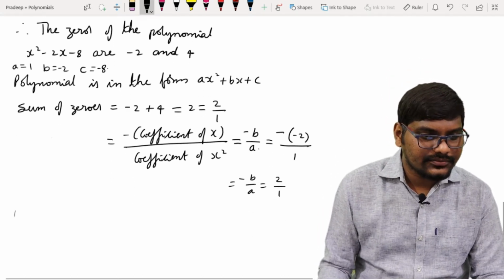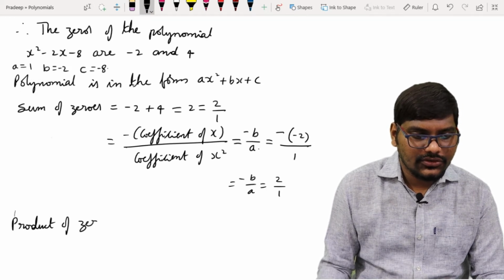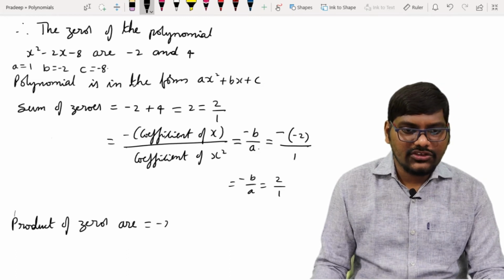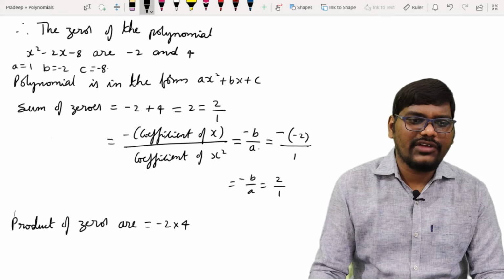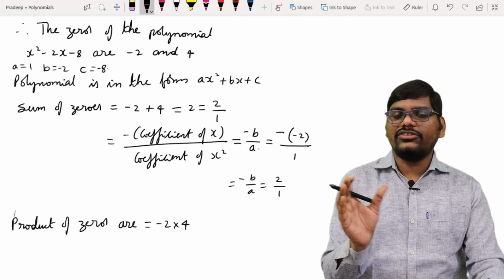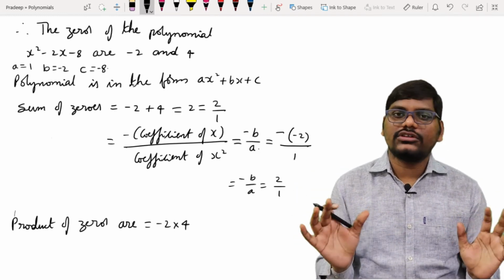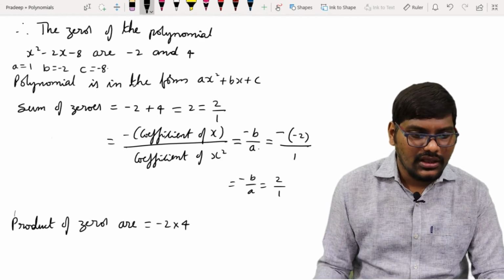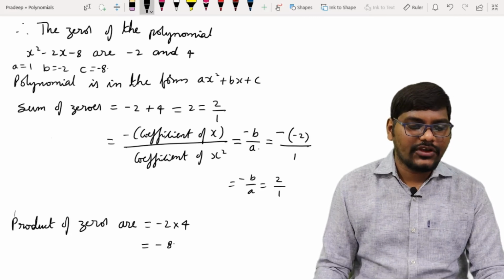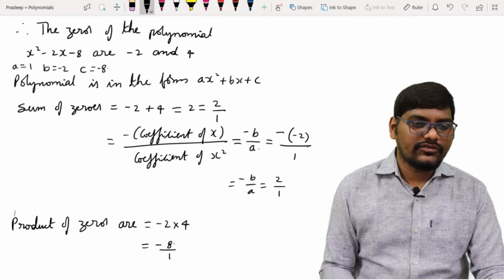So I can write here product of zeros. What is the product of zeros? That is minus 2 into 4. Whatever values we got, minus 2 and 4, we just have to multiply them. Sum means we add both values which we got, and product means we multiply both values. So minus 2 into 4, 2 fours are 8, so we'll be getting minus 8. We can simply write it as minus 8 by 1. Both of them are the same.